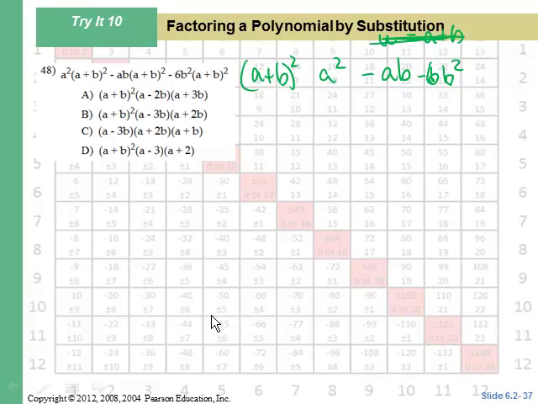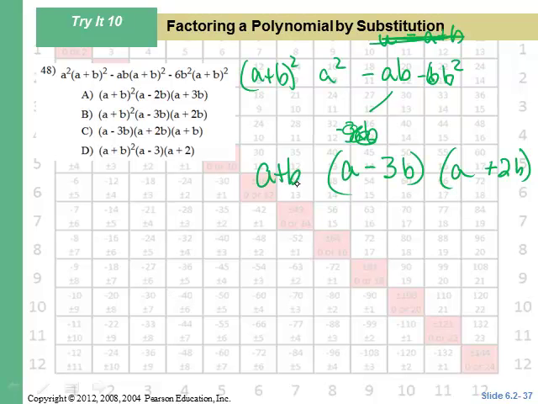What two numbers multiplied equal 6 and are 1 apart? It's 2 and 3. So minus 3ab plus 2ab, a minus 3b, a plus 2b. We aren't splitting the middle term. We're just a plus b squared. That's this one right here. Okay.